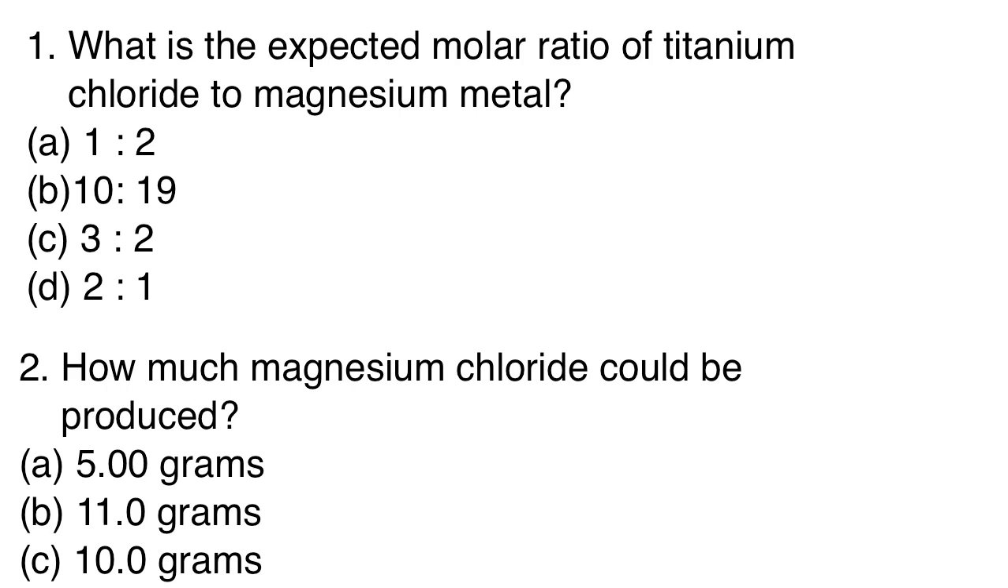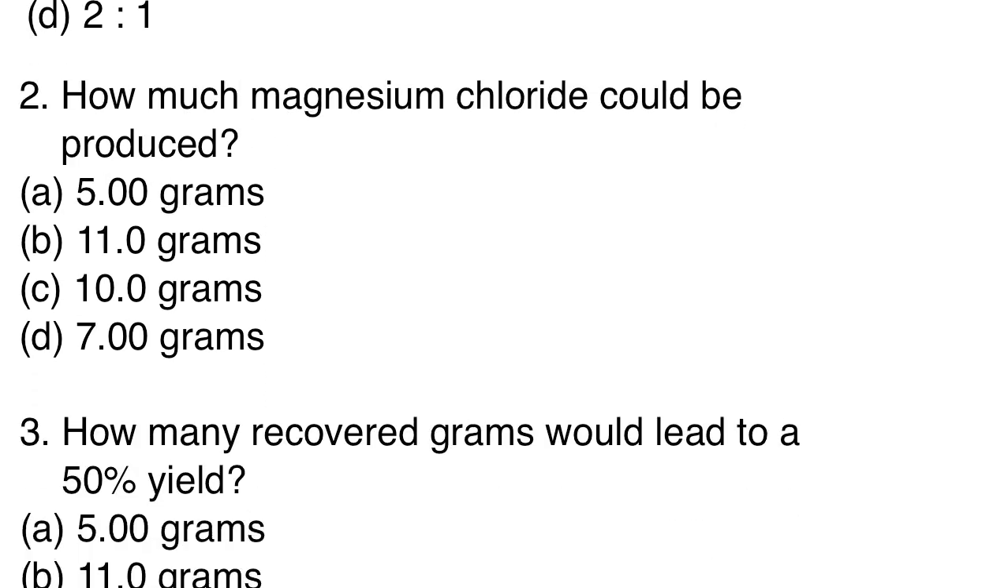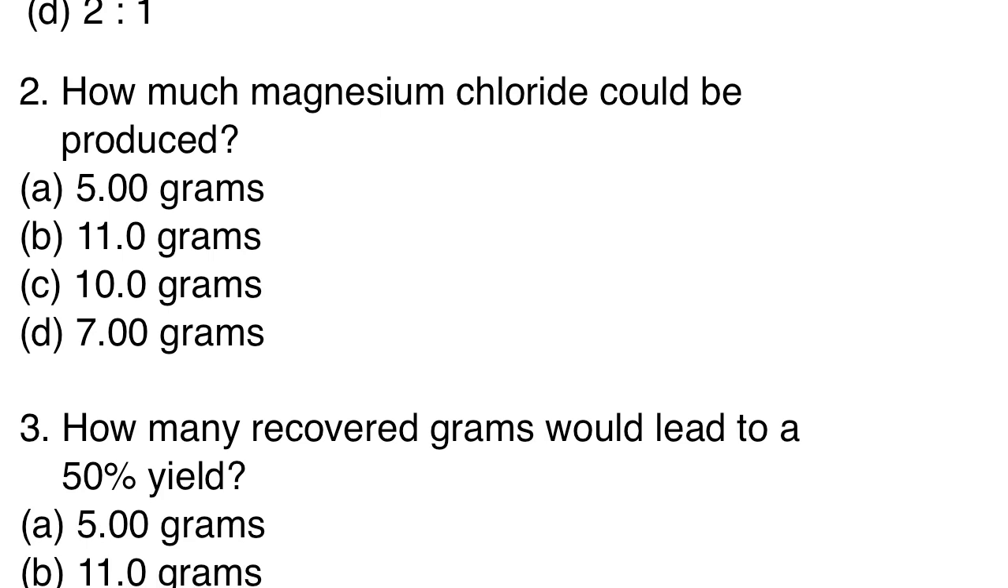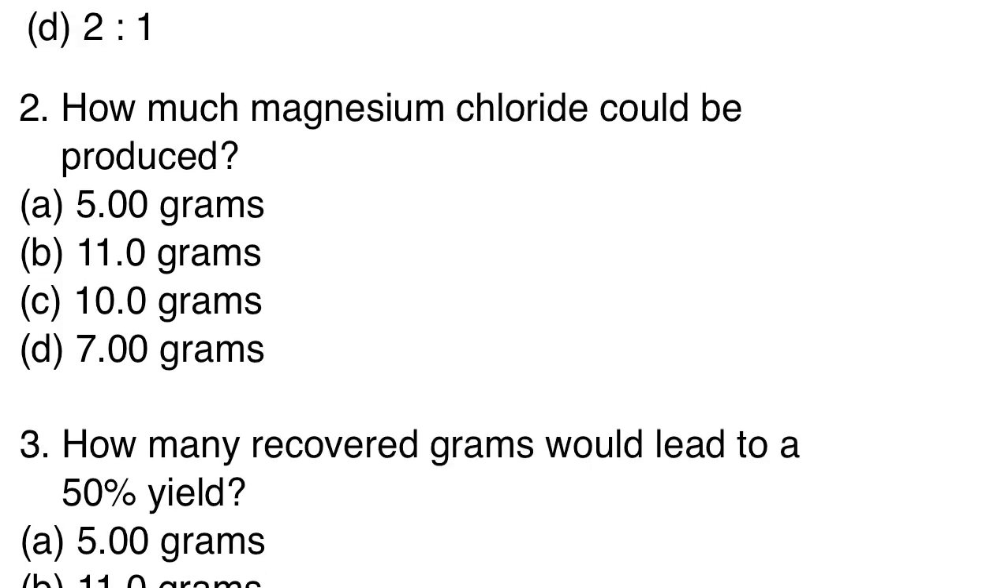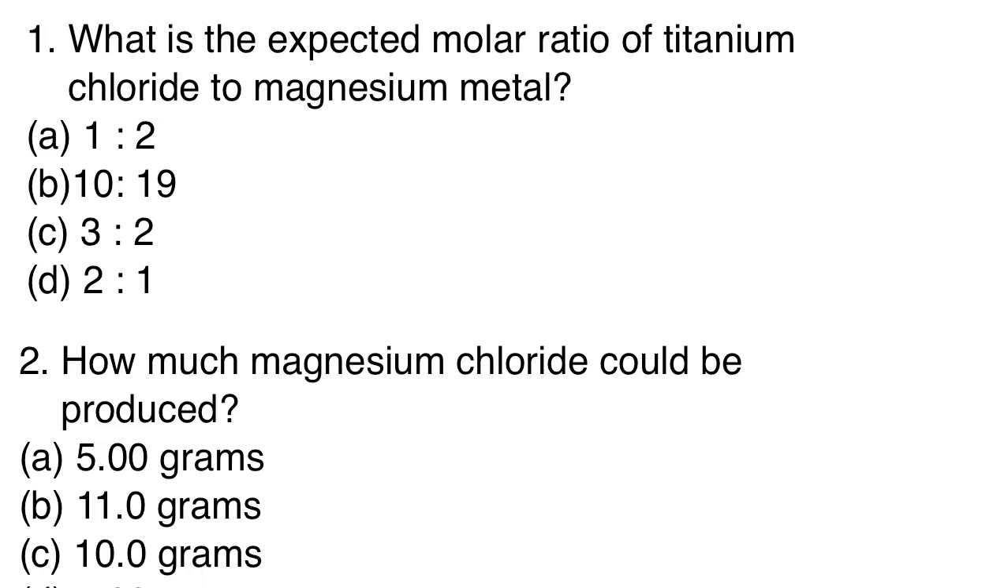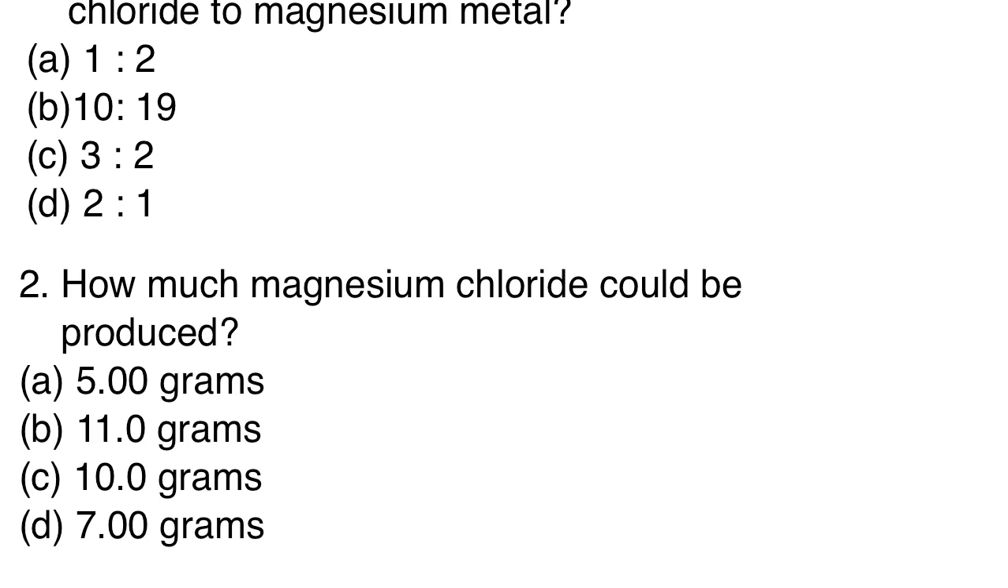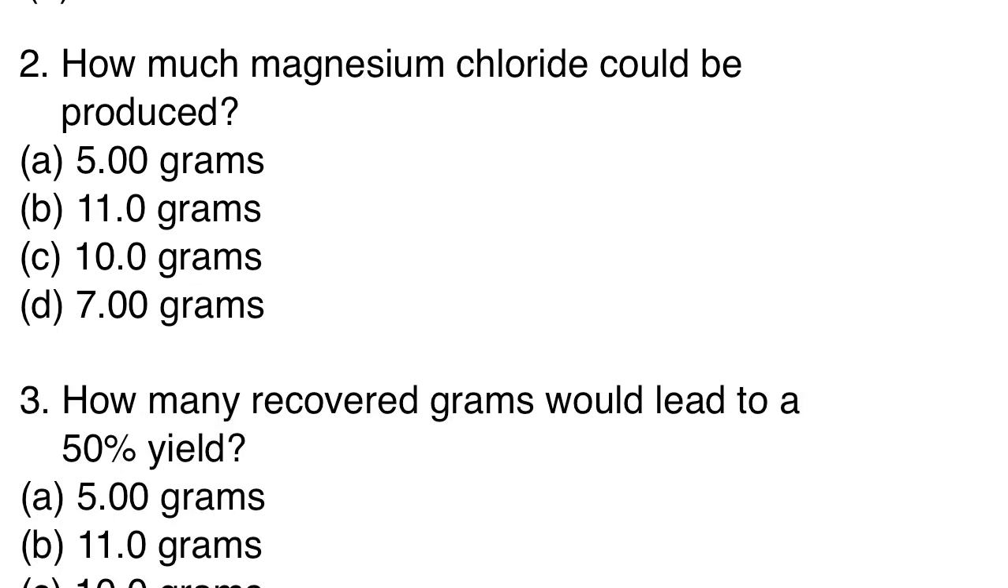Number 1, what is the expected molar ratio of titanium chloride to magnesium metal? You have a couple options there. Number 2, how much magnesium chloride could be produced? You have several options there. And then, number 3, how many recovered grams would lead to a 50% yield? And you see the numbers there again. So this is a good representation of theoretical yields, limiting reactants, and percent yields. So pause the video if you need to go through these. I'll scroll through them here once again. And you should attempt to try these, and then we'll walk through them together before doing our review.